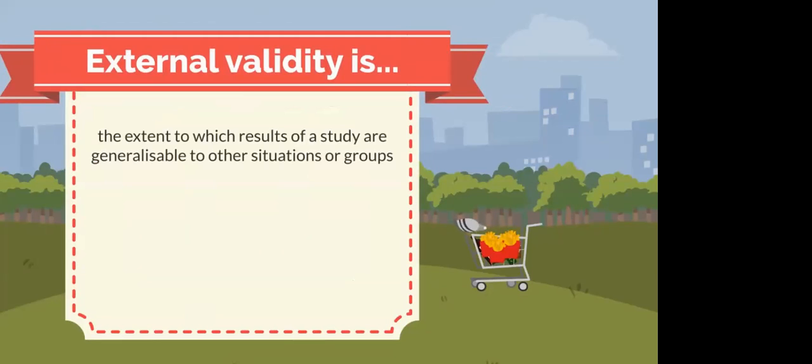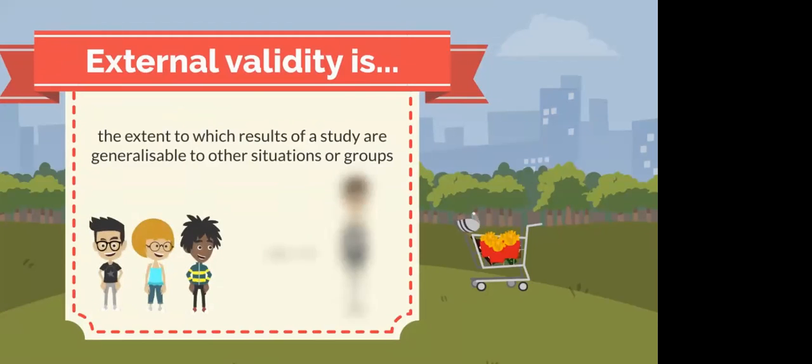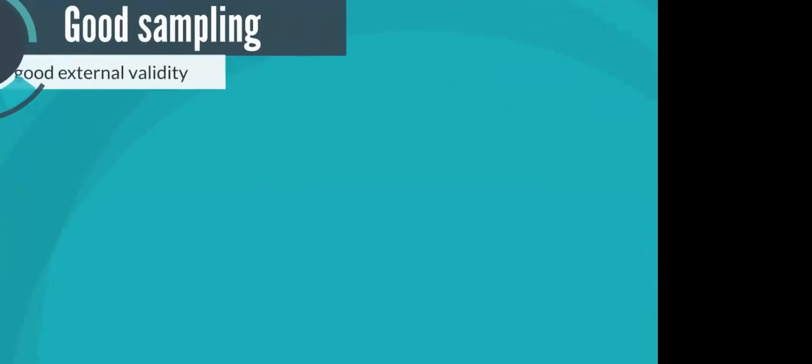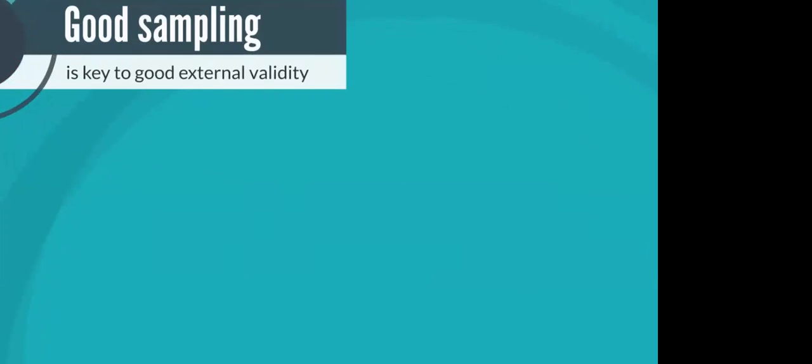The love-struck lady's approach didn't go well as her survey was conducted on a sample that was very different from the target population. Good sampling is the key to a study having wide generalisability and good external validity. Here are some features of strong sampling in studies.